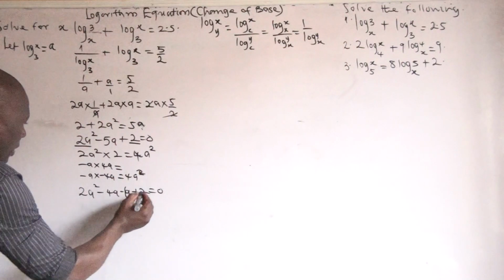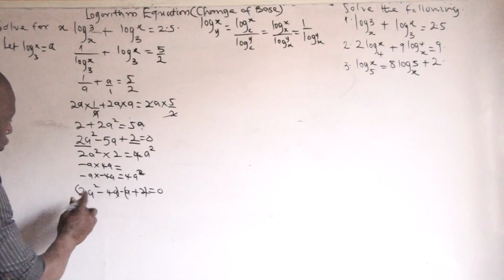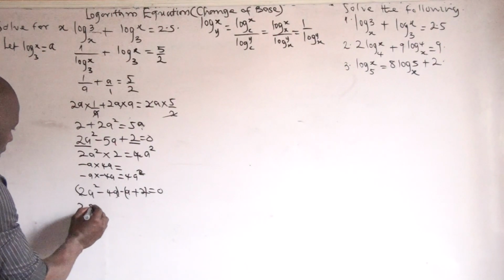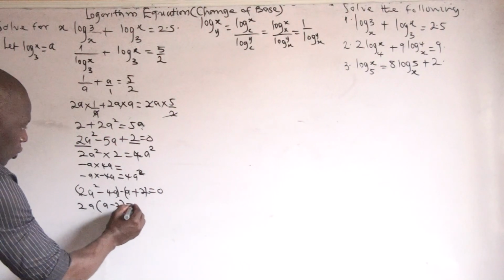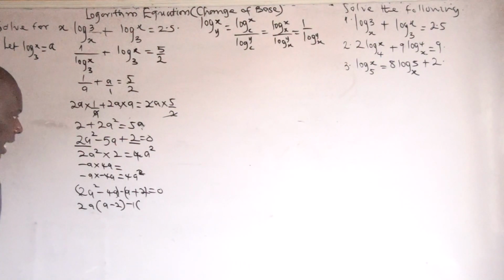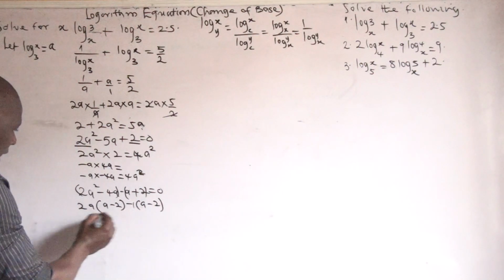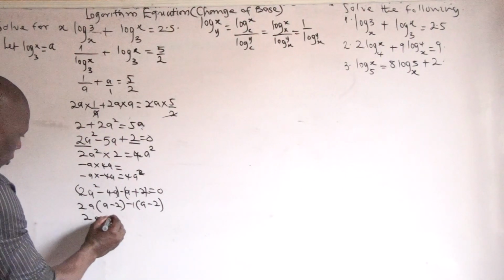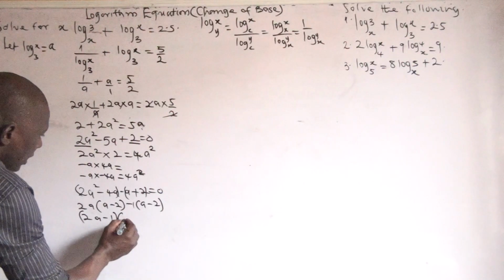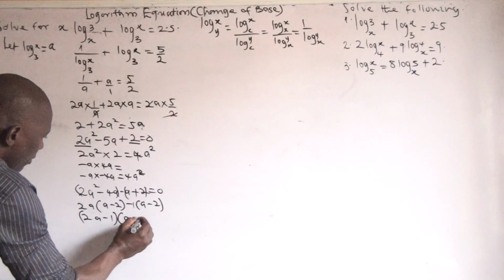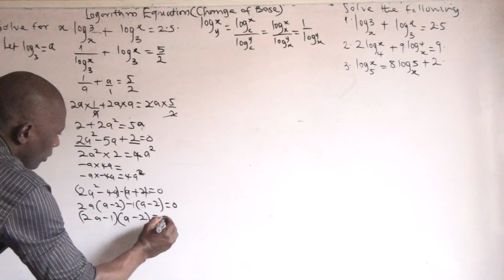Alright, so we group them in twos. Then the highest common factor here is 2a. We factor it out: 2a, open bracket, a minus 2. Then the common factor here is minus 1, so we factor it out. Here we have a minus 2. Here becomes 2a minus 1 in one bracket, and the other bracket becomes a minus 2, is equal to 0.